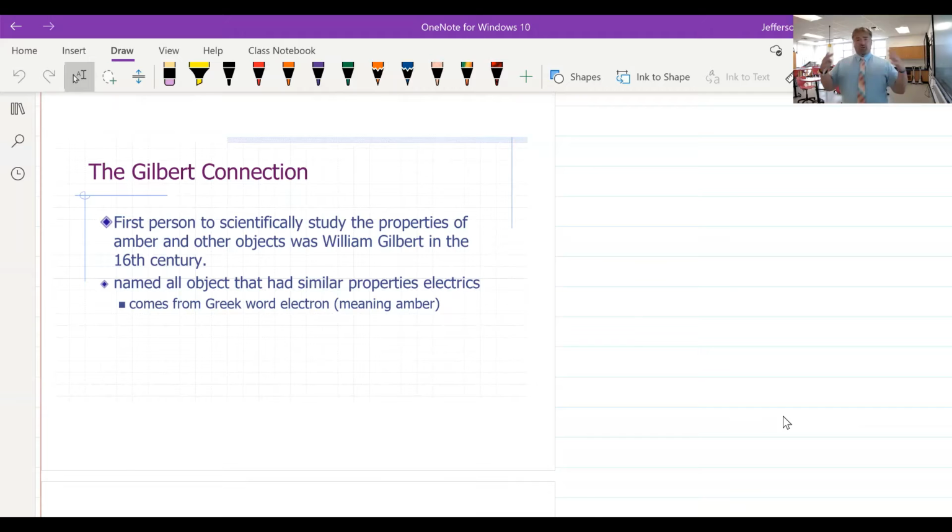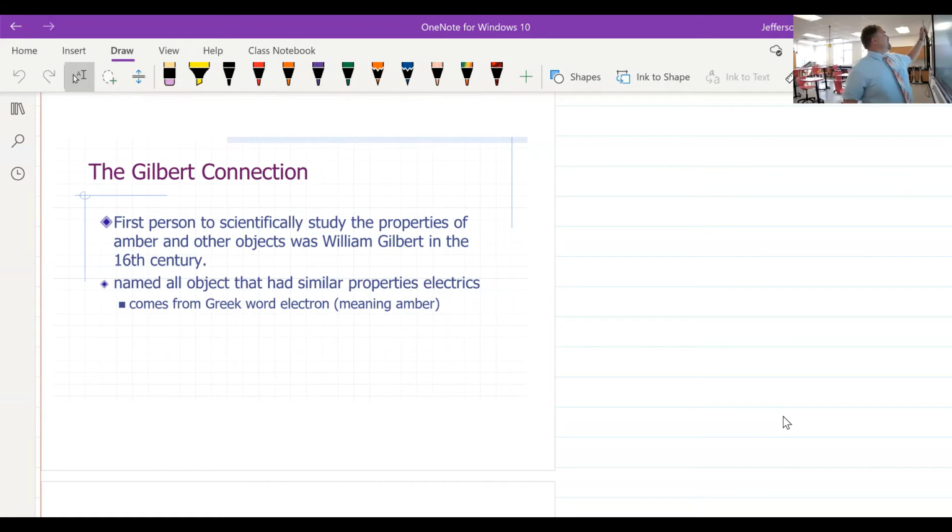Then we went through the Dark Ages, when nobody really did much of anything scientifically, until we got to about the 16th century with William Gilbert. William Gilbert gets credit because he was the first person to do scientific experiments with this. He was able to classify not just amber, but other things that, if you rub them with certain things, would have these attractive properties or these repulsive properties, as it turned out too.